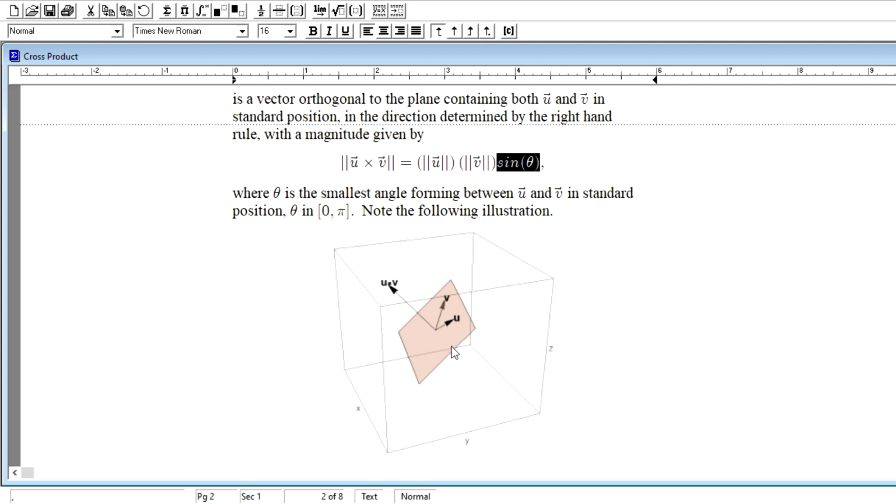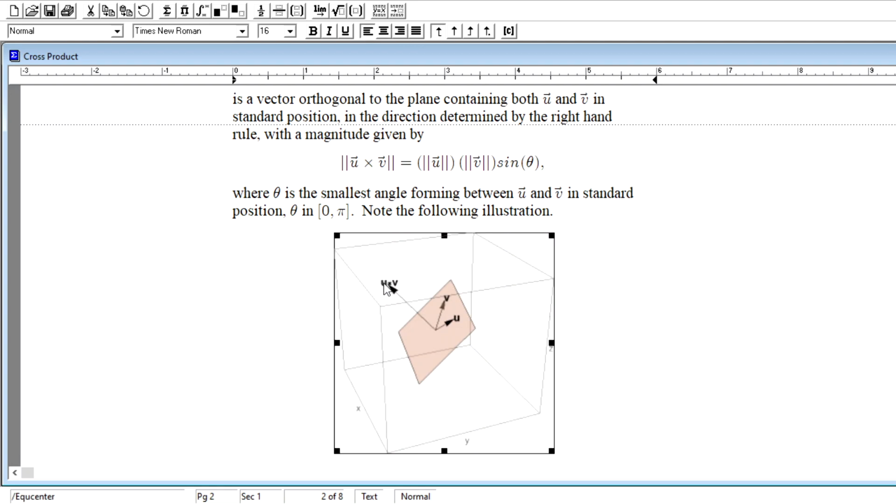It is intersecting that plane, orthogonal to that plane, and orthogonal to the vectors u and v in that plane, right? The cross product will always be a vector orthogonal to our plane containing u and v. It'll always be a vector orthogonal to u and v, right? Now, how long is this vector u crossed with v?